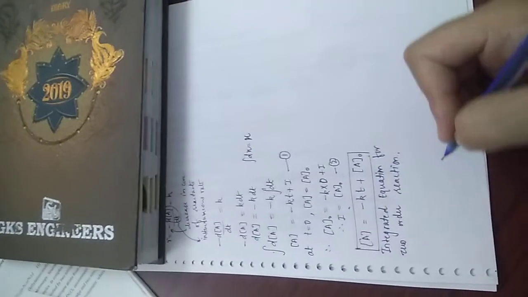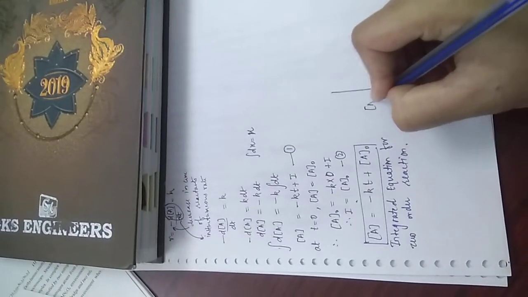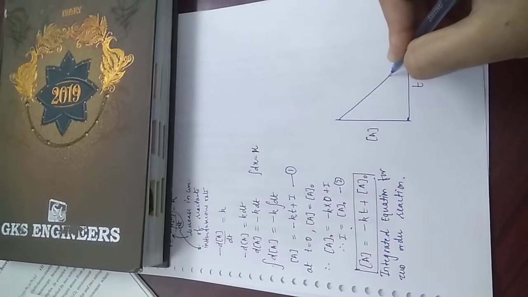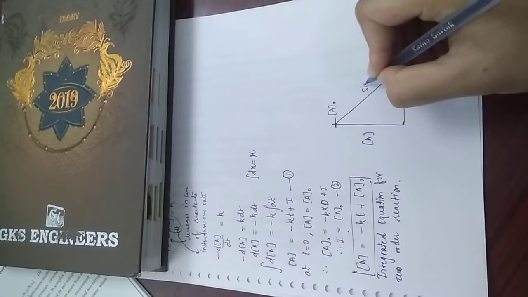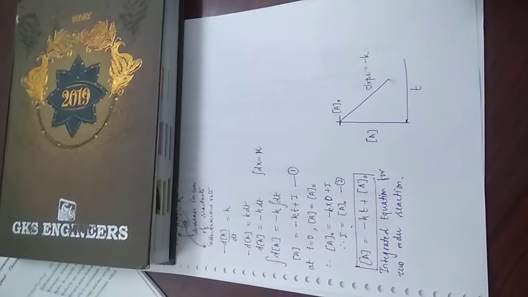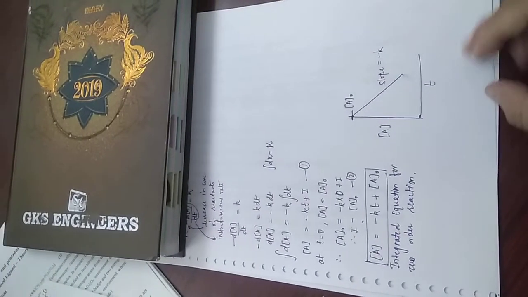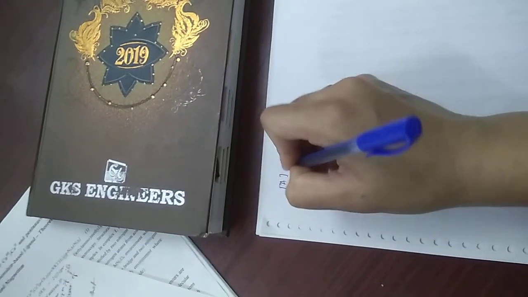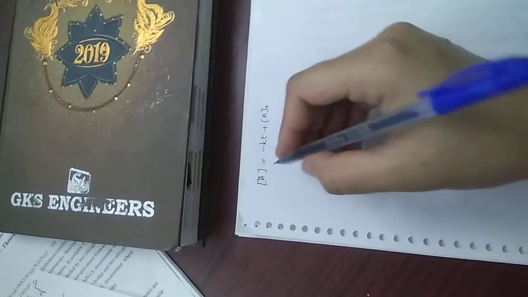And if we have to plot a graph between concentration of our reactant with respect to time, we'll get a graph like this, and the intercept is equal to A naught and our slope will be equal to minus K. So this is it. Now we'll take the next page. So our equation was this, minus Kt plus A naught.